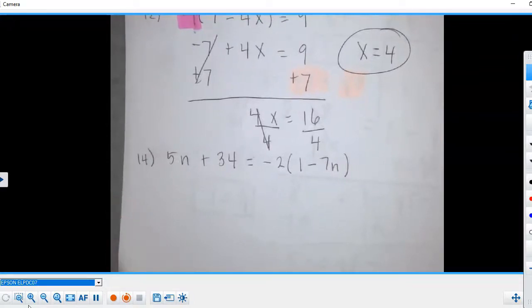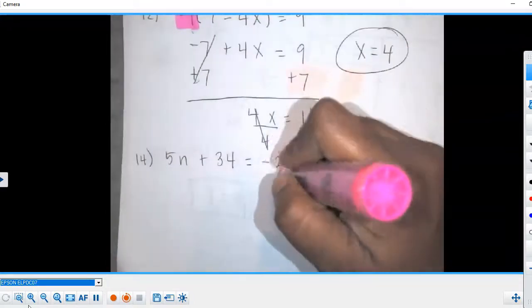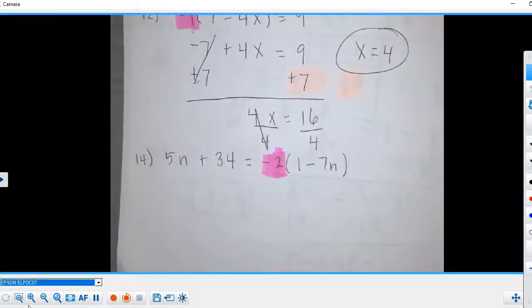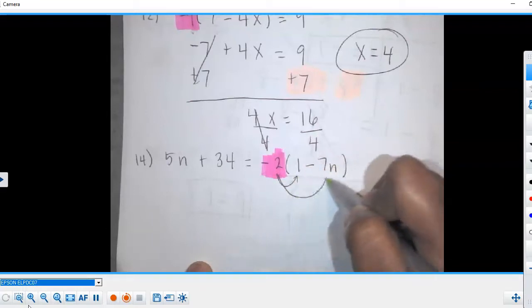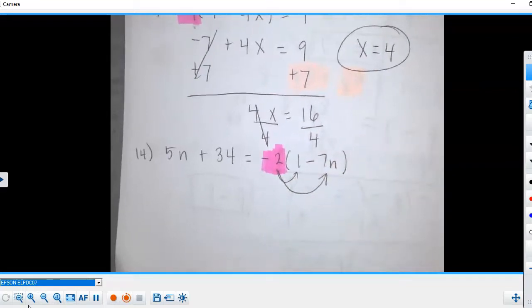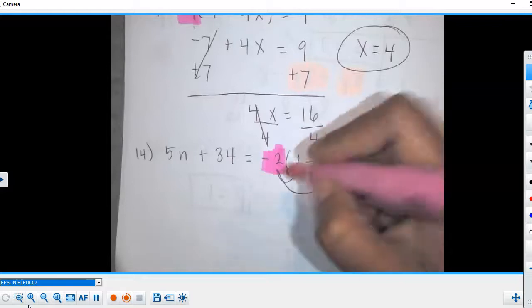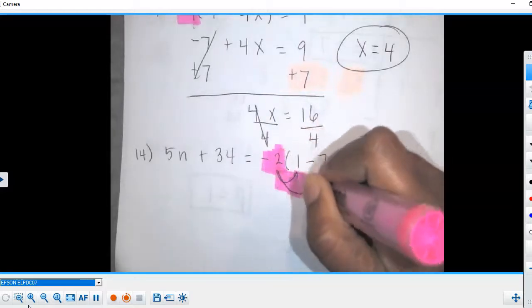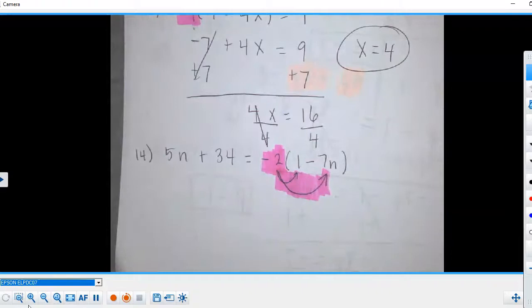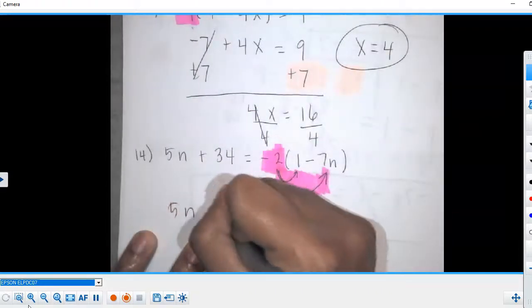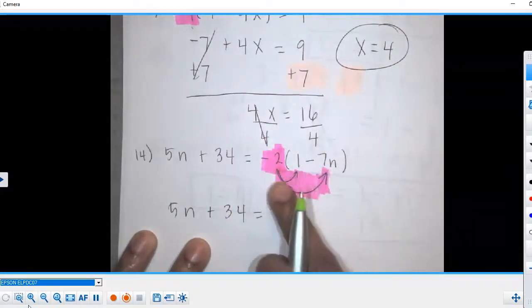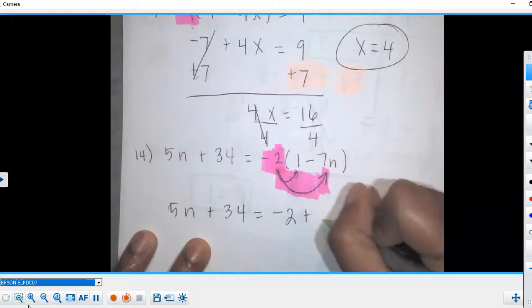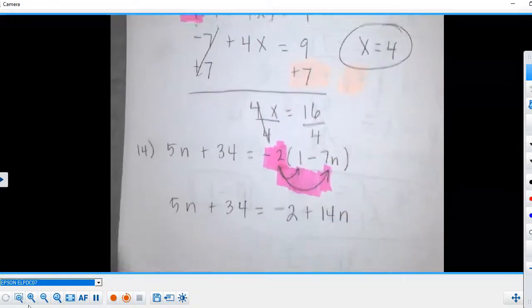Okay, so for this one again, we have a negative 2 in front of the parentheses. Because I've run out of room, my arrows are going to be down at the bottom. Same thing, distributive property. So we're going to multiply that negative 2 by each term. Okay, so we're going to write down the terms that are on the left side of the equal sign. 5n plus 34. Negative 2 times 1 is negative 2. Negative 2 times negative 7n is positive 14n.